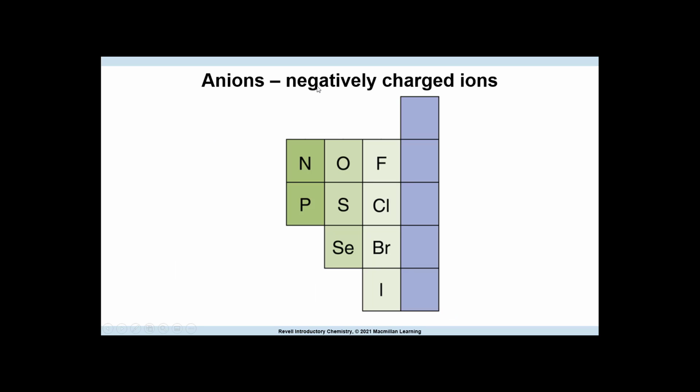Now we're going to look at anions. Anions are negatively charged ions. They are specifically negatively charged, so instead of saying ions in general, you say anions. They have a negative charge, which I already said.